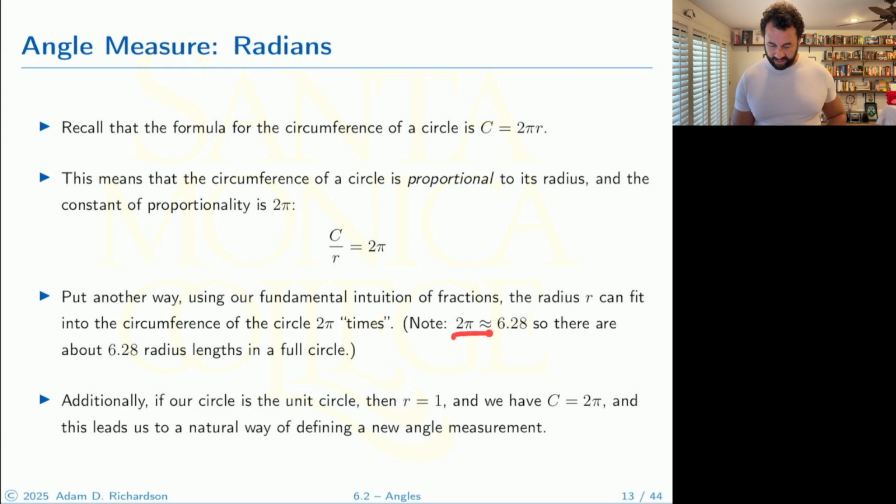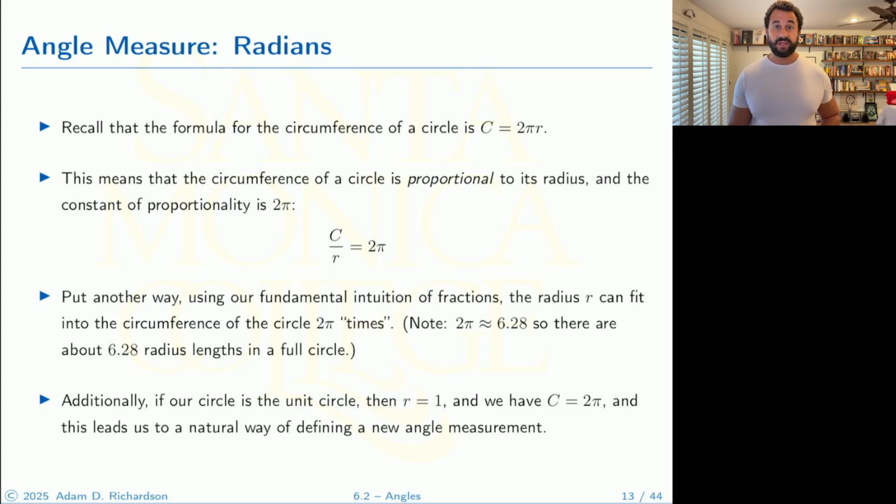One little note I have here, 2 pi is approximately 6.28. I'm sure all of you have heard that pi is about 3.14. We also explored that earlier in the first chapter. So 2 pi is about 6.28. So what this means is that the radius of any circle can fit inside the circumference about 6.28 times. All right. Now, here's another cool thing. If our circle is actually the unit circle, remember the circle with radius 1, then the circumference is just equal to 2 pi, because now 2 pi r is 2 pi times 1. So we just have 2 pi.